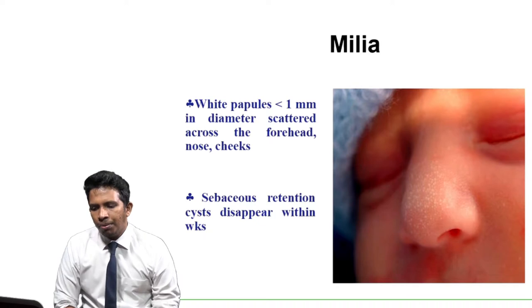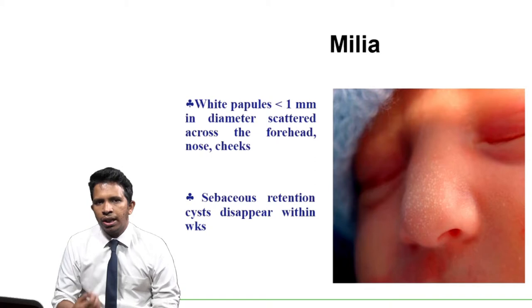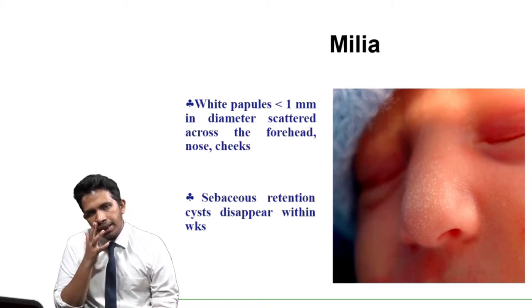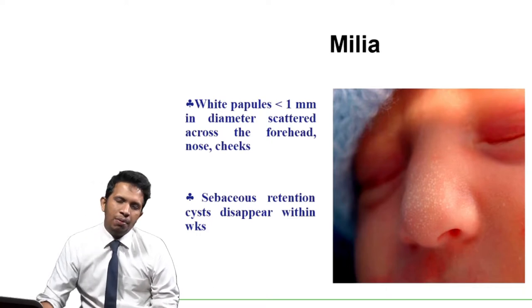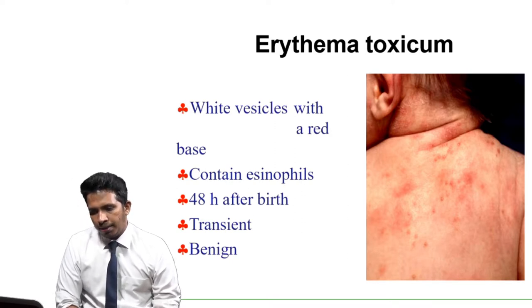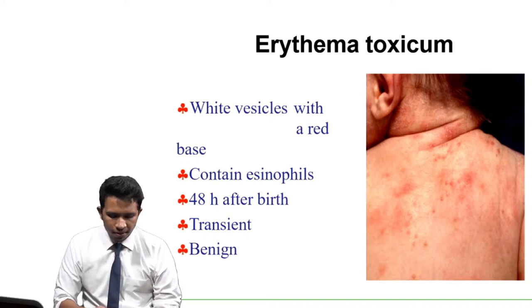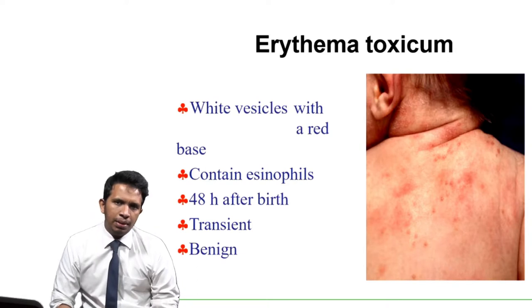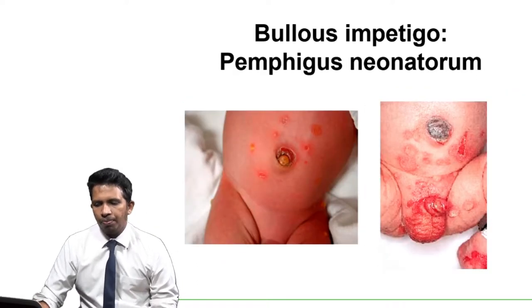So milia, what do we mean by milia? They are white papules seen at the nose and forehead and the cheeks. They are sebaceous retention cysts which disappear within weeks. They are normally less than 1 millimeter in size. Erythema toxicum are white vesicles with a red base. So they are vesicular, which means they have fluid, and they have a red base. It contains eosinophils and it's normally seen after 48 hours after birth. It is completely benign. Nothing to worry about.